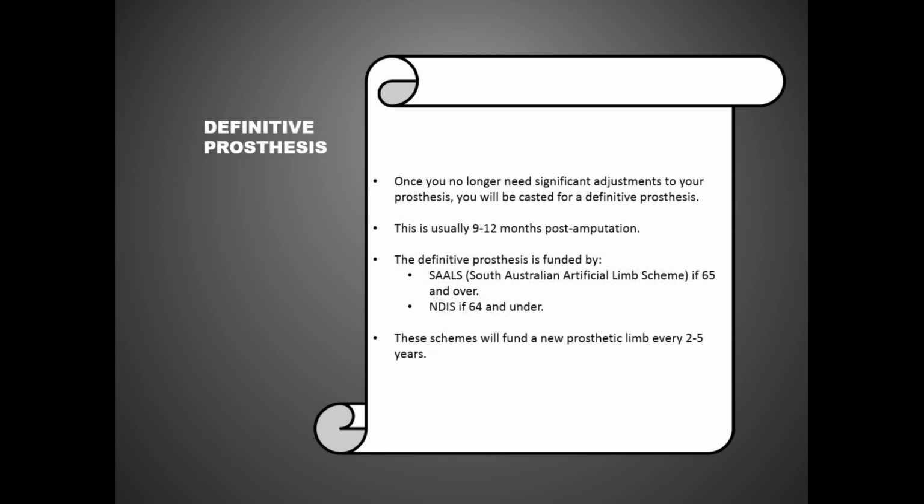Definitive prosthesis. Once you no longer need significant adjustments to your prosthesis, you will be casted for a definitive prosthesis. This is usually 9 to 12 months post-amputation. The definitive prosthesis is funded by SALS, or South Australian Artificial Limb Scheme, if you're 65 and over, or the NDIS if you're 64 and under. These schemes will fund a new prosthetic limb every 2 to 5 years.